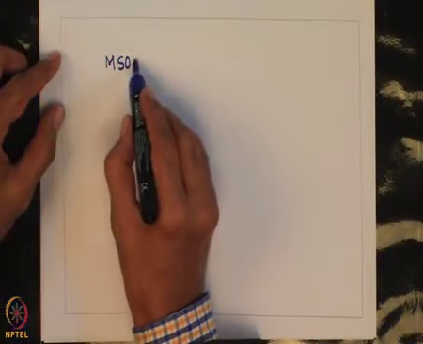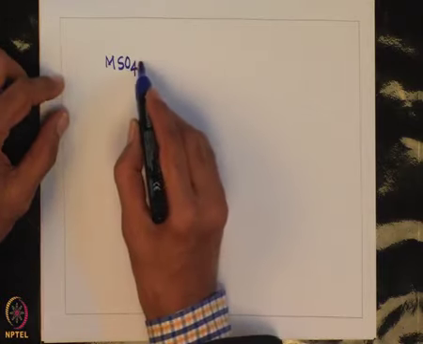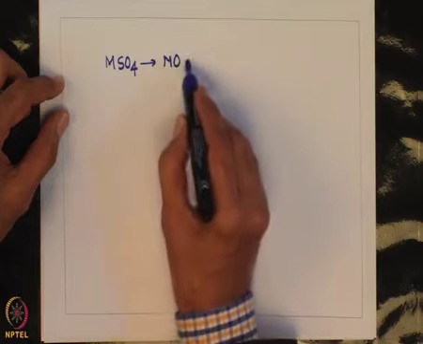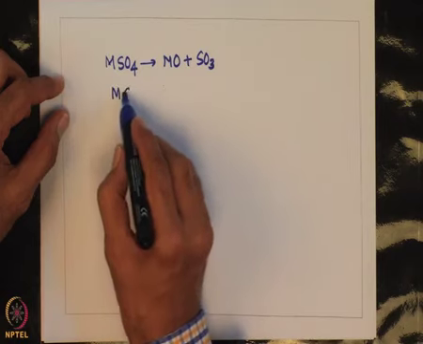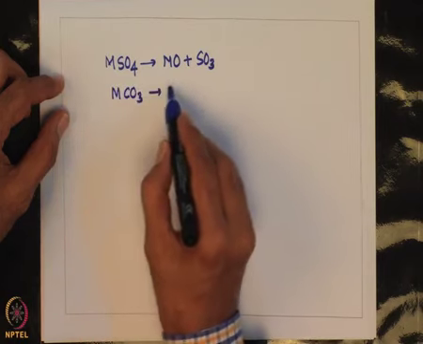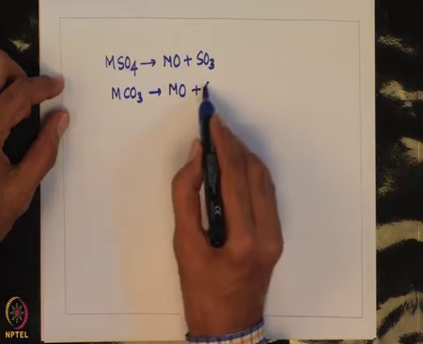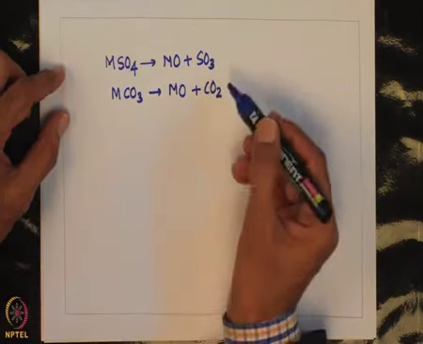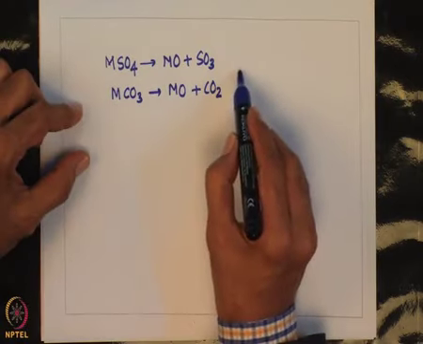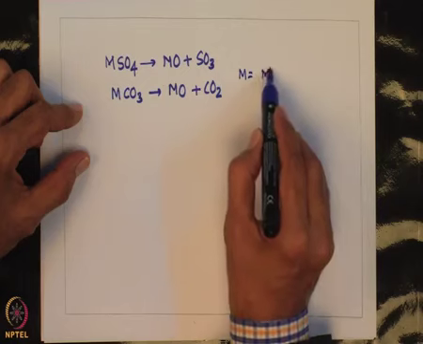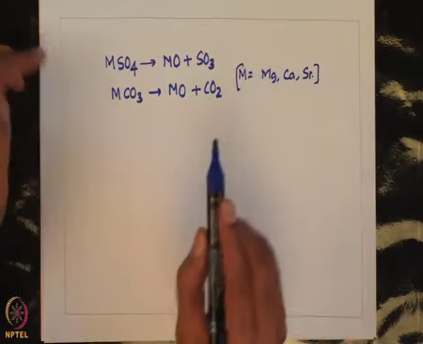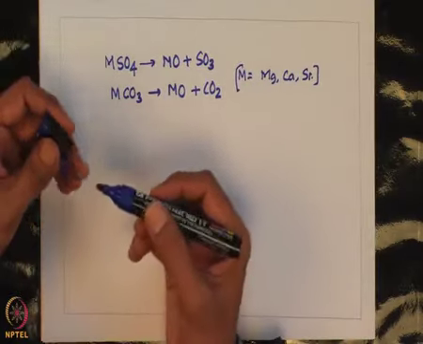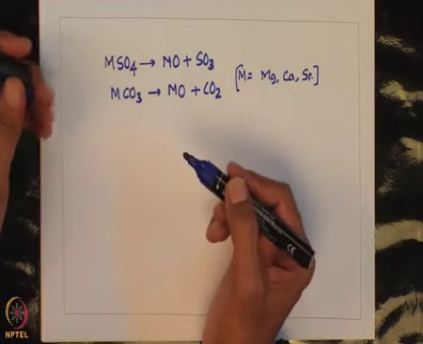If you take a typical alkaline earth metal sulfate, on heating it forms the oxide, plus SO3 is released. This is very similar to carbonates giving the oxide plus carbon dioxide. This is true in case of magnesium, calcium and strontium, whereas barium carbonate is much more stable to heat and does not decompose readily.